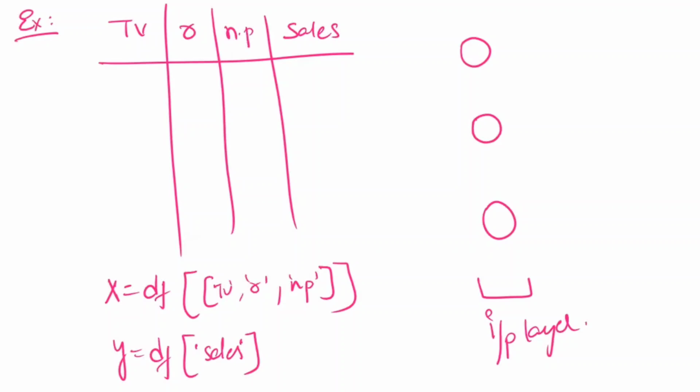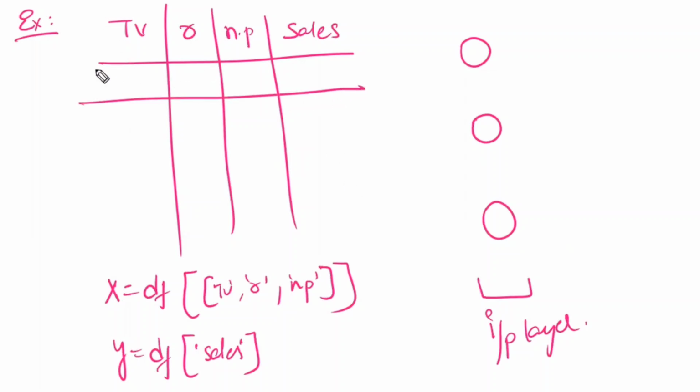In the x variable, how many features are there? That many input neurons should be there. Before train test split or after train test split, it is the same thing. Whatever you are using for training, fitting the data into the model, that many features you are going to use. Sir, why that many features?